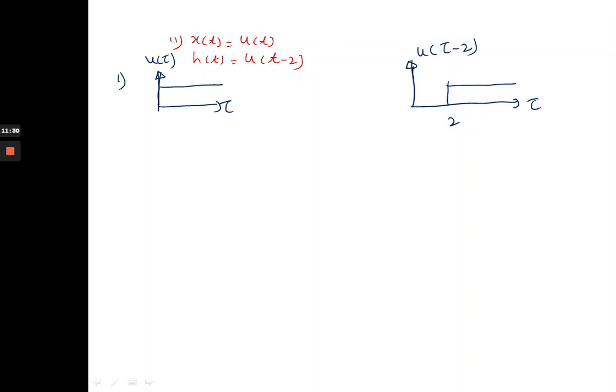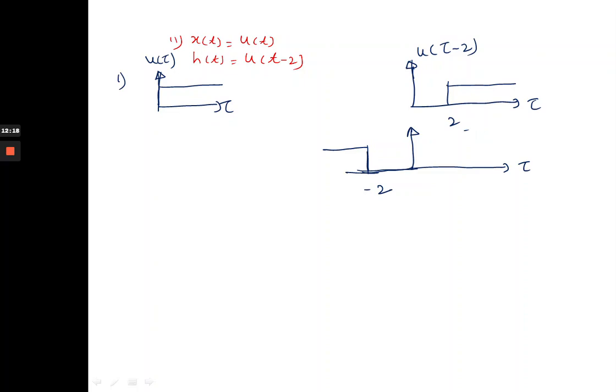Then fold any one signal. Now here we will fold this first signal, this tau, means this signal will start. If I substitute tau at t equal to 0, this will start from minus 2, and in this direction this is minus 2. This is u of minus tau minus 2, right? This is the folded signal.